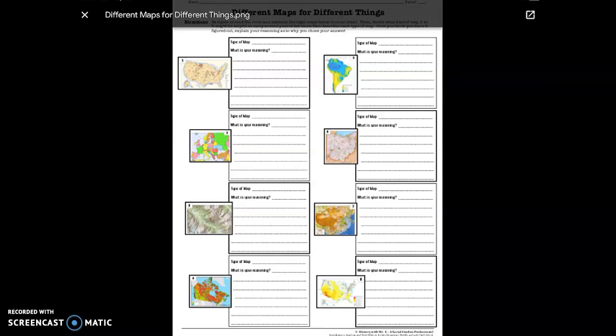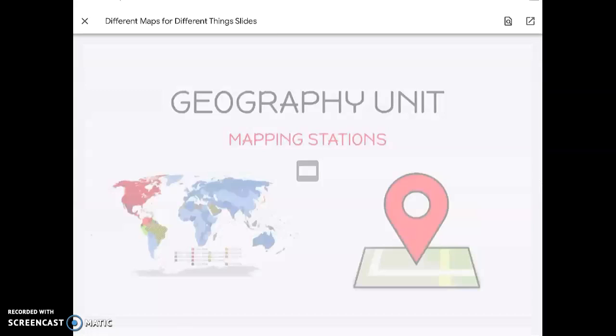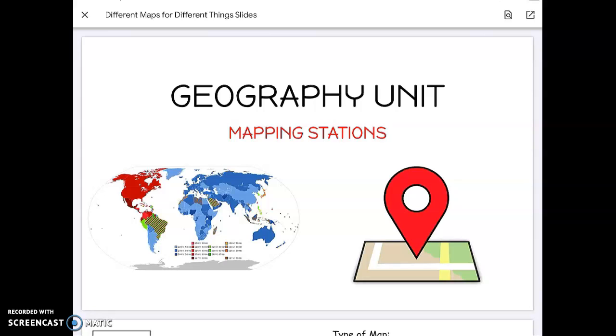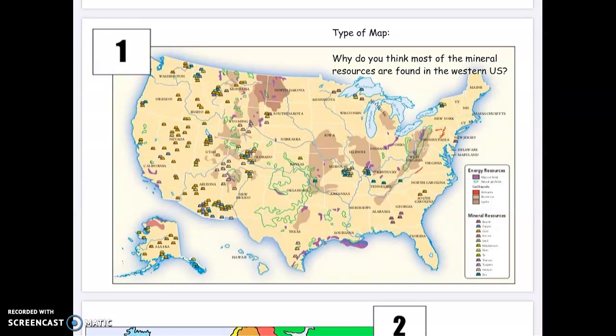There are 8 maps, and we're going to be looking at each one of those maps through a slideshow. Okay, and I'm going to open up the slideshow because that's what we did in class. We went through the slideshow together. So as you notice on your worksheet, it says what's the type of map, and then it says your reasoning for why you think it's that type of map.